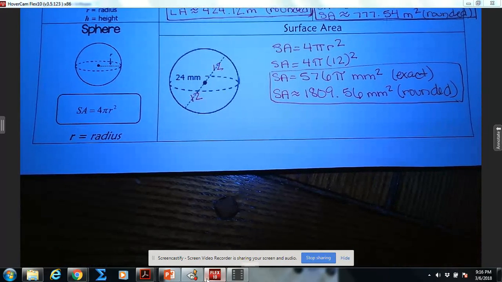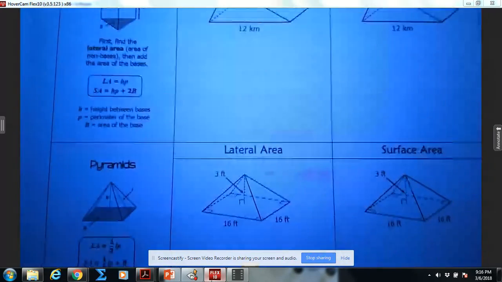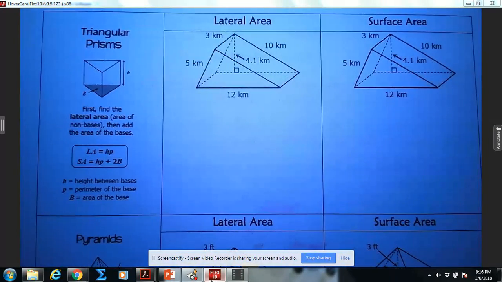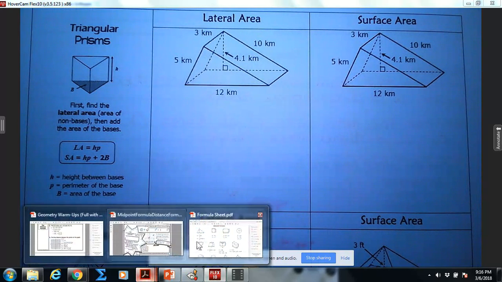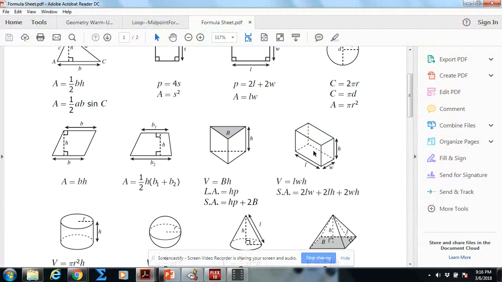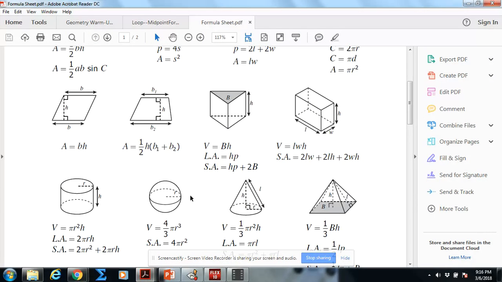All right, let's flip over and we're going to finish up on the back. Okay, let's take a look at our formula sheet one more time. We can kind of check some of these off. We have worked on the rectangular prism. We've worked on the cylinder. We've worked on the sphere. I want to go back now and talk about this triangular prism.